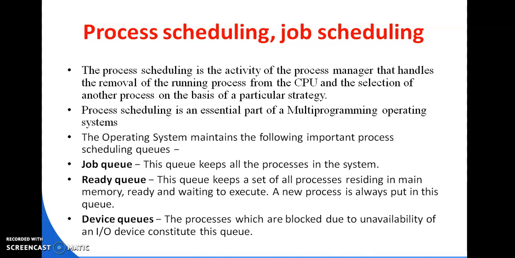So the operating system maintains the following important process scheduling queues. One is the job queue, second is the ready queue, third is the device queues. The job queue keeps all the processes in the system. The ready queue keeps a set of all processes residing in main memory, ready and waiting to execute. A new process is always put in this queue. Next are the device queues. The processes which are blocked due to unavailability of an I/O device constitute this queue.